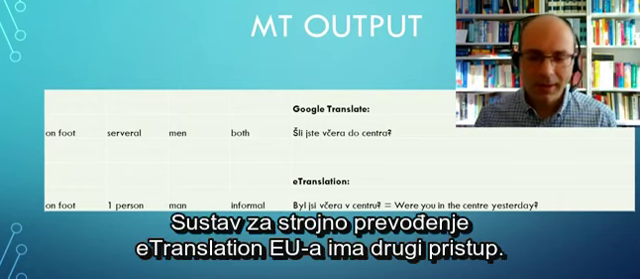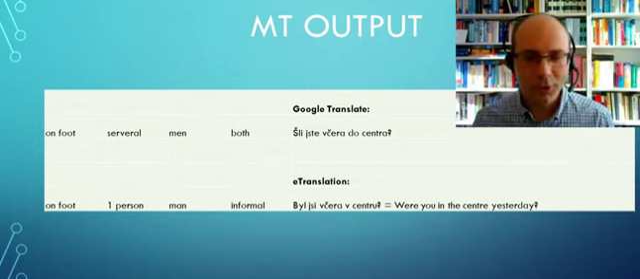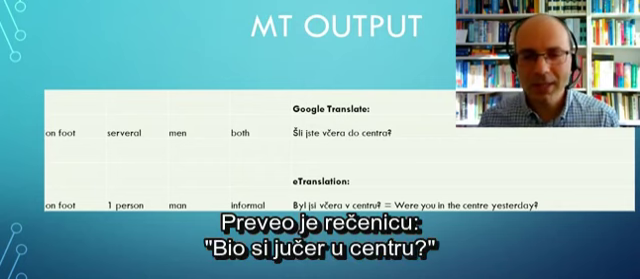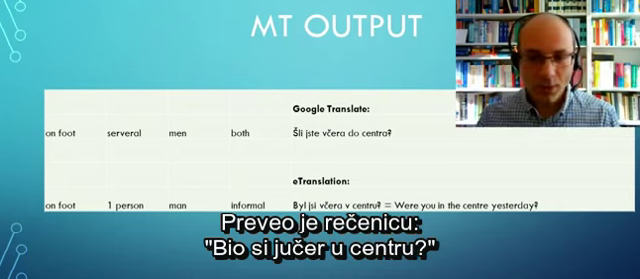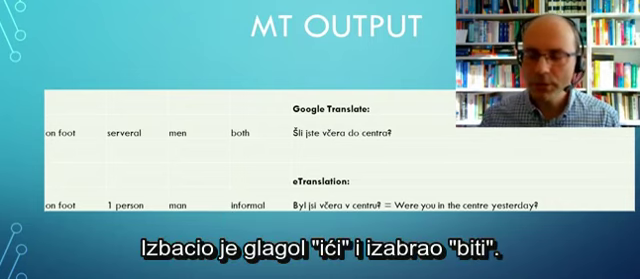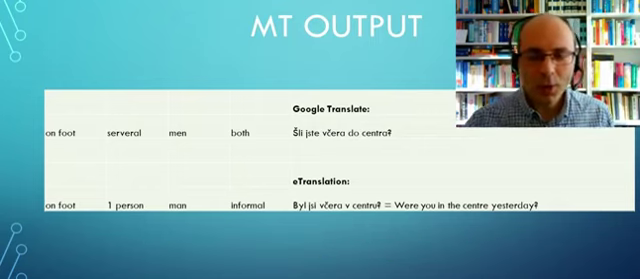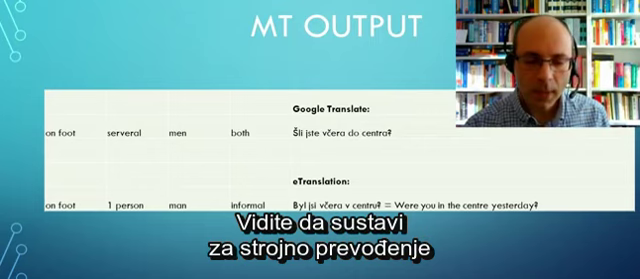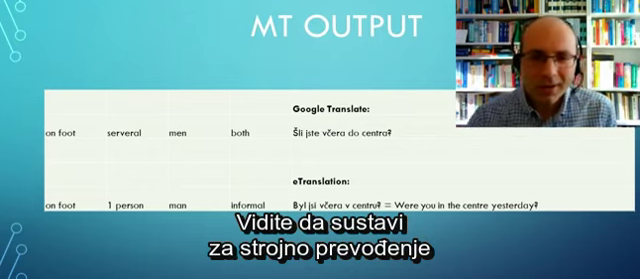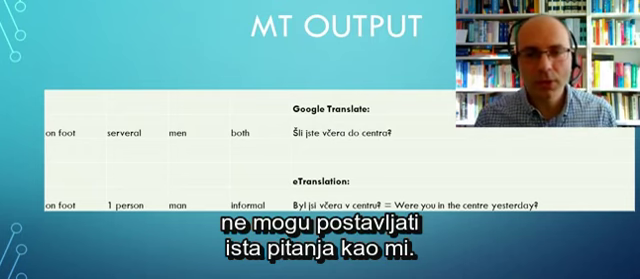eTranslation, the EU machine translation engine, on the other hand, chose a different approach. It translated the sentence as "byl jsi včera v centru", which means "were you in the center yesterday?" It completely dropped the verb "to go" and changed it to "to be". So you can see that machine translation engines cannot ask the same questions that we do.